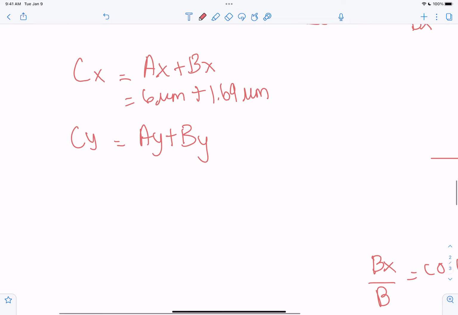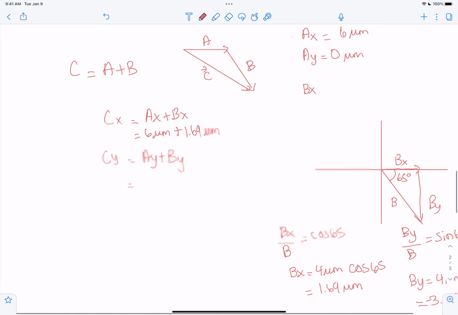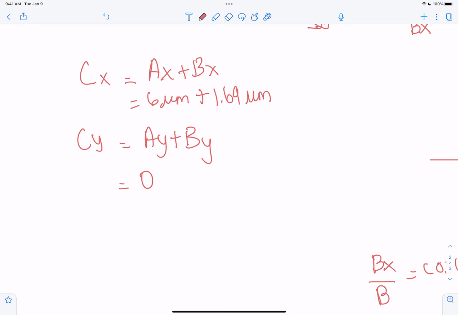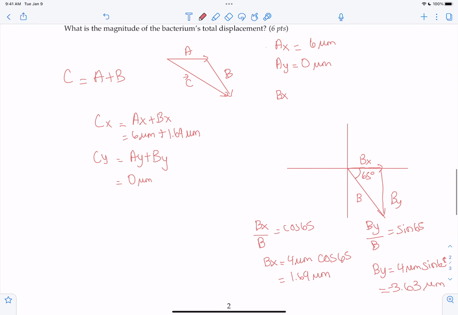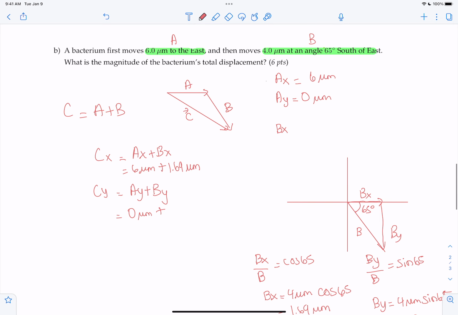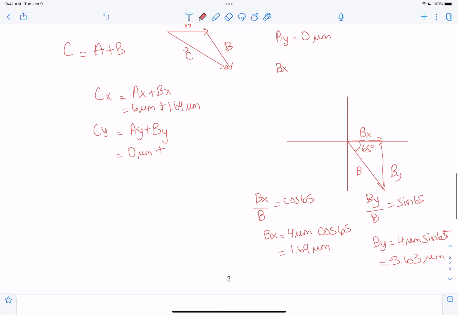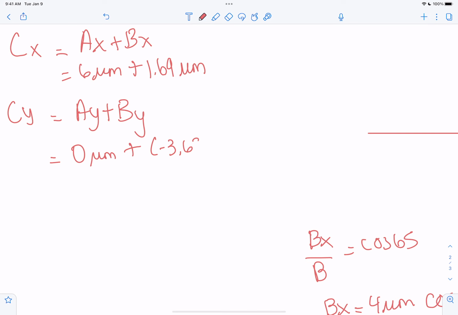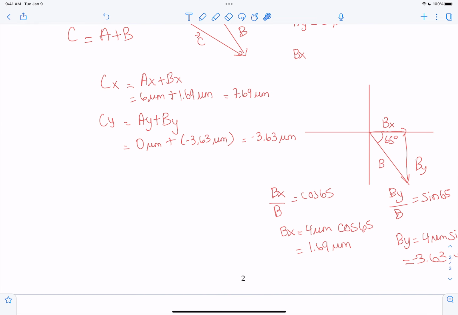micrometers. And then we have ay here. Ay is 0 because we were only moving in the positive x direction. We're only moving east. And then our by is the negative 3.63 micrometers, right? So this is what, 7.69 micrometers? And this is negative 3.63 micrometers, respectively, for Cx and for Cy. So that gives us Cx and Cy.